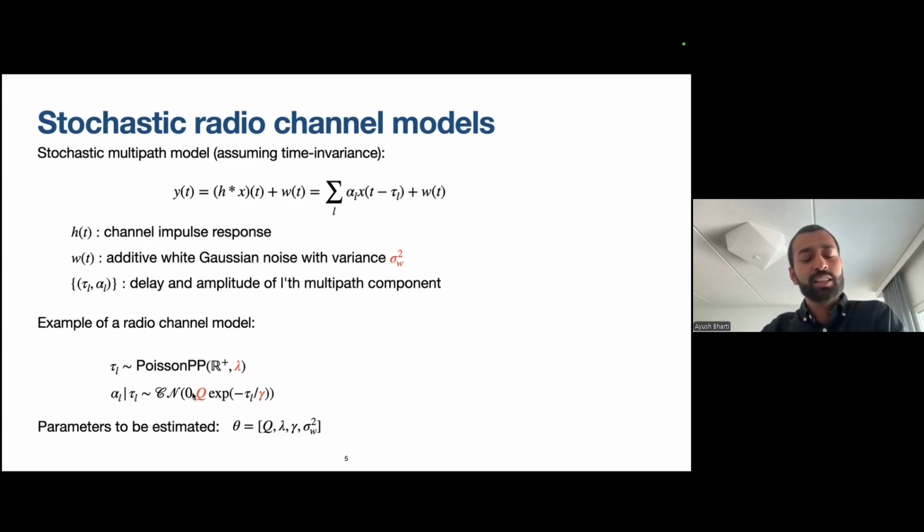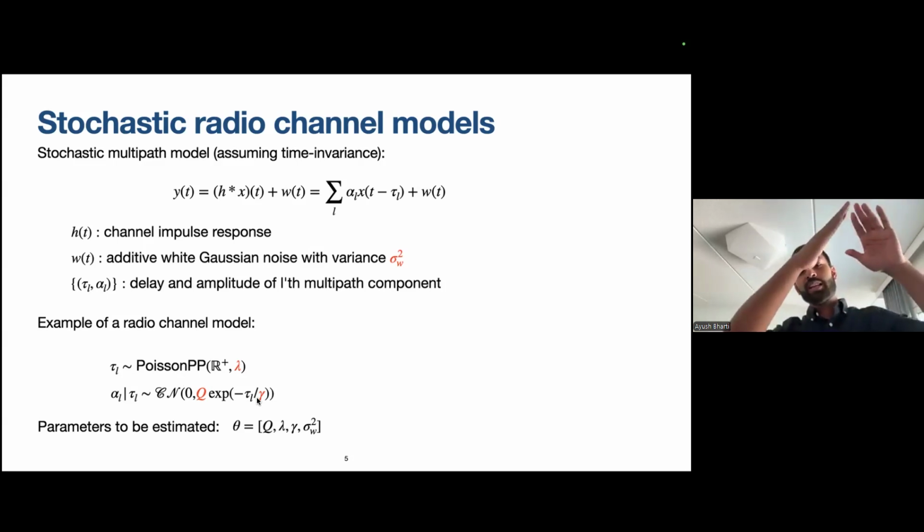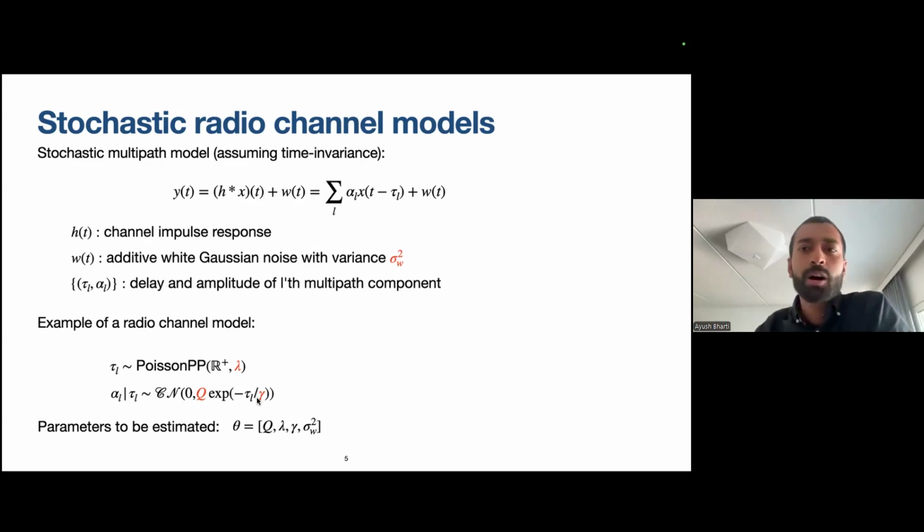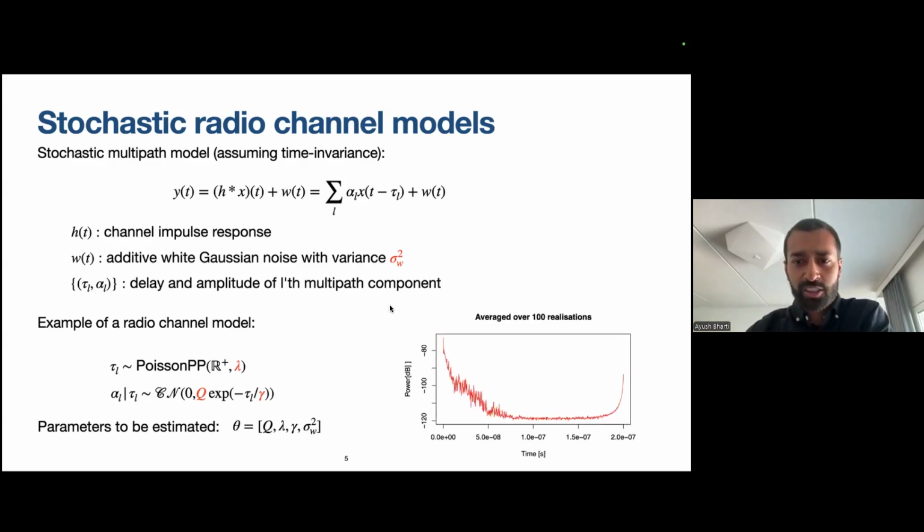are complex Gaussian with zero mean, and then a variance which starts at this Q, but then it exponentially decays because that's what happens, right? The more the signal bounces around in your room, the power decays exponentially. So the parameters of this model, for instance, are this arrival rate lambda, and then there's two parameters that affect the variance of the amplitude. So there's the decay rate gamma, there's this Q, the starting point, and then there's also the noise variance that you might see, which is like the measurement noise because you're also measuring these things.